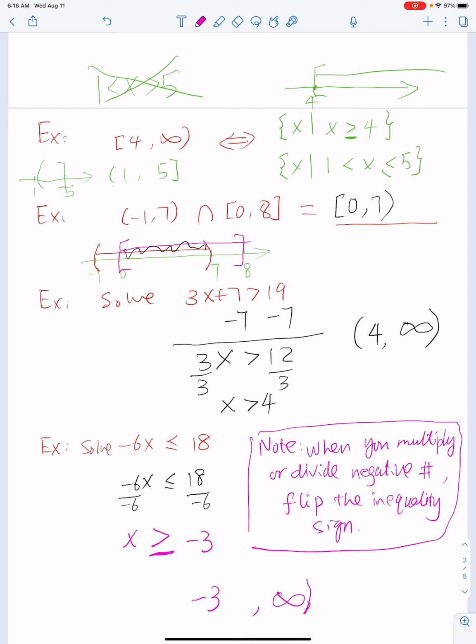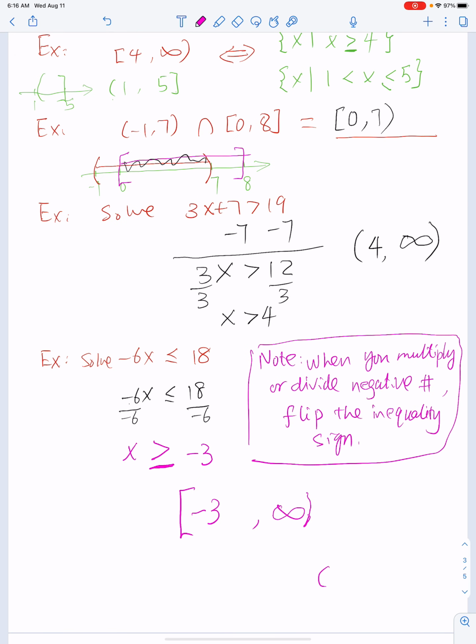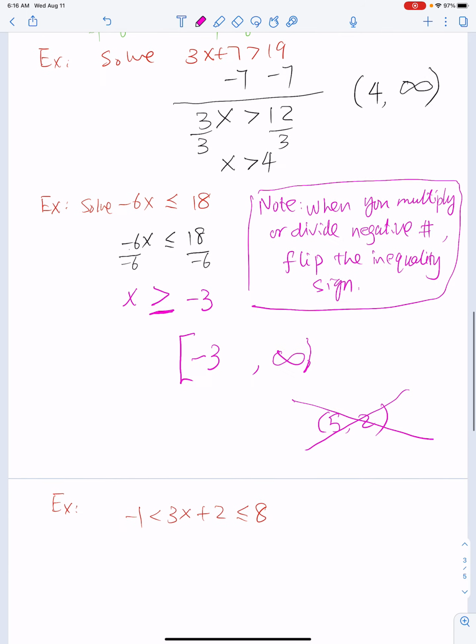-3. Okay, for the interval notation, always a smaller number on the left, yeah? So -3, you have equal sign, bracket. So always a smaller number. Could you have 5, 2? No. You always have to what? 2, 5. Okay, always a smaller number goes first, okay?